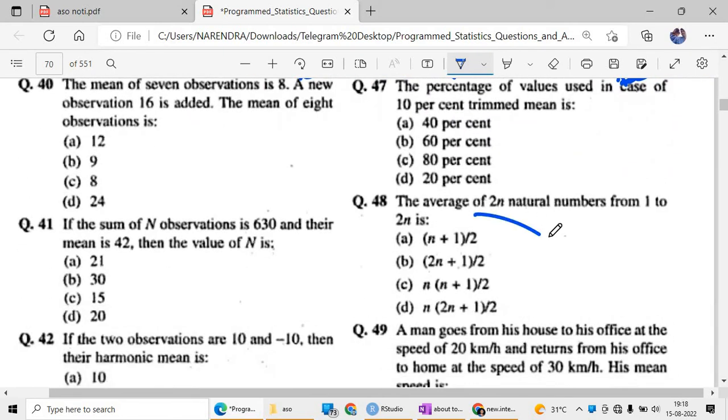See this question. The average of 2n natural numbers, 1 to 2n. So you have to find the average of the numbers 1 to 2n. What is the formula? (2n plus 1)/2. So just add up the values and divide by 2.